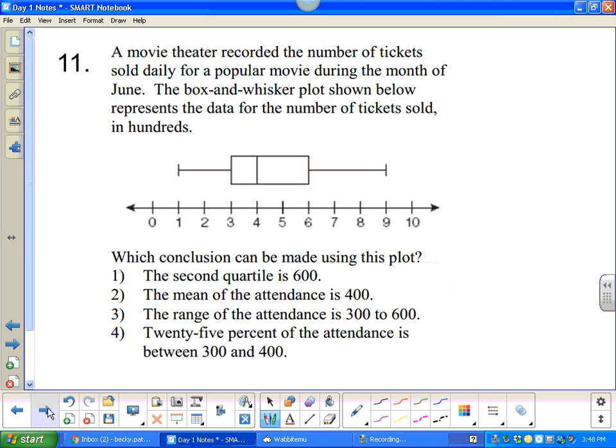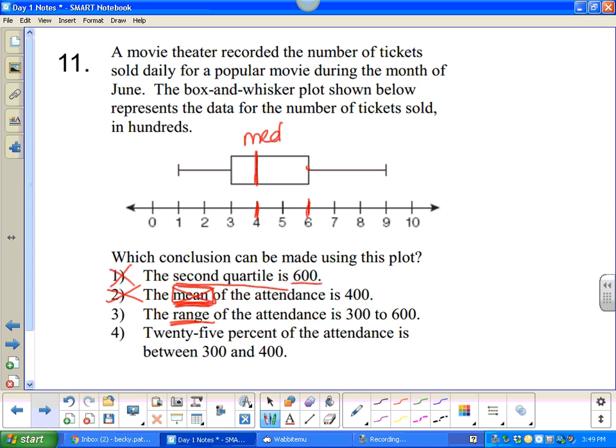A movie theater recorded the number of tickets sold daily for a popular movie during the month of June. The box and whisker plot shown below represents the data for the number of tickets sold in hundreds. Which conclusion can be made? The second quartile is 600. Well, here's 600, and that's the third quartile. The mean of the attendance is 400. Well, in a box and whisker, that's not the mean, that's the median. You don't know anything about the mean from looking at a box and whisker. The mean is not on there in any way, shape, or form.